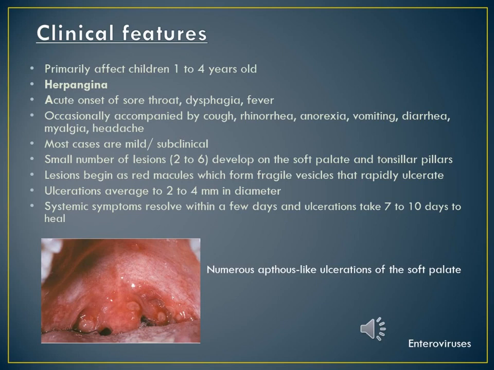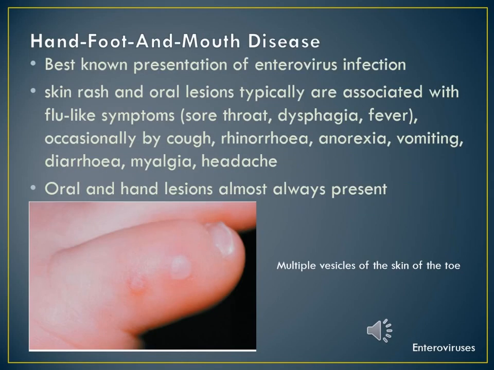Systemic symptoms resolve within a few days and ulcerations will take 7 to 10 days to heal. Hand, foot and mouth disease is the best known presentation of enterovirus infection. Skin rash and oral lesions typically are associated with flu-like symptoms such as sore throat, dysphagia, fever, and occasionally cough, rhinorrhea, anorexia, vomiting, diarrhea, myalgia, and headache.